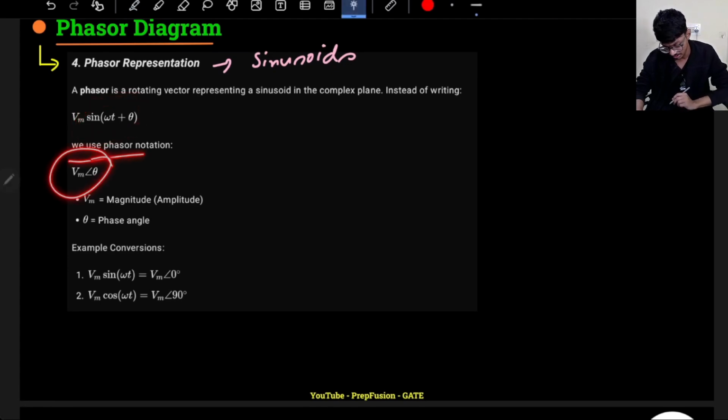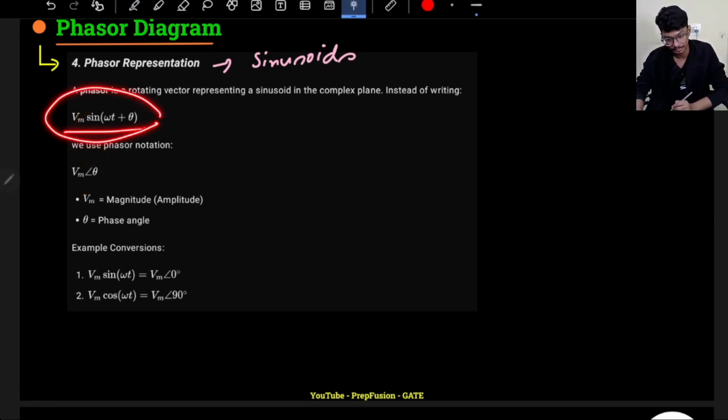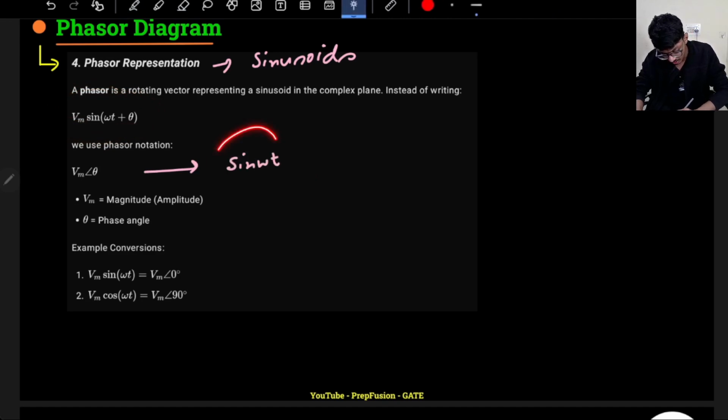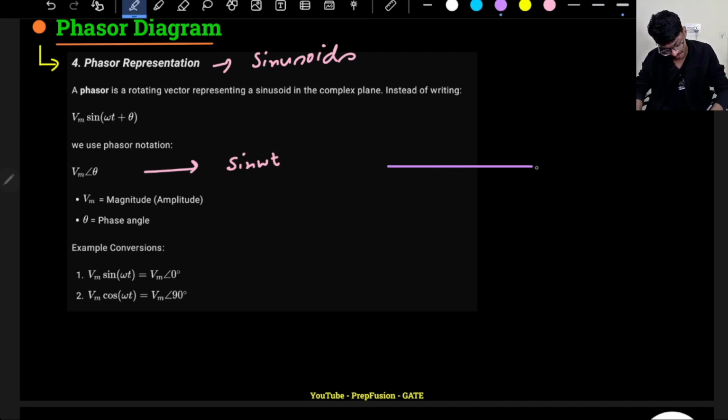We use phasor notation, so Vm sin(omega t plus theta) can be written like this. What is the reference here? Can you tell me? The reference is simply sine omega t, a sinusoid whose amplitude is 1 and whose phase angle is 0, because I am not giving it any additional phase shift, just omega t. So if this is my reference, we write it like this on the x-axis. My reference is sine omega t.